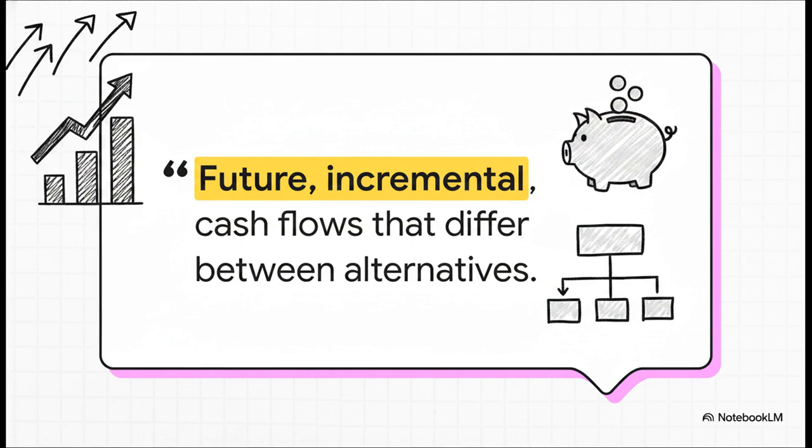And I want you to drill this exact phrase into your memory right now. Future, incremental, cash flows. If a cost doesn't meet all three of those criteria, it simply does not belong in your NPV calculation. It must happen in the future, it must be an extra cash flow caused solely by taking on the project, and it must be actual cash.